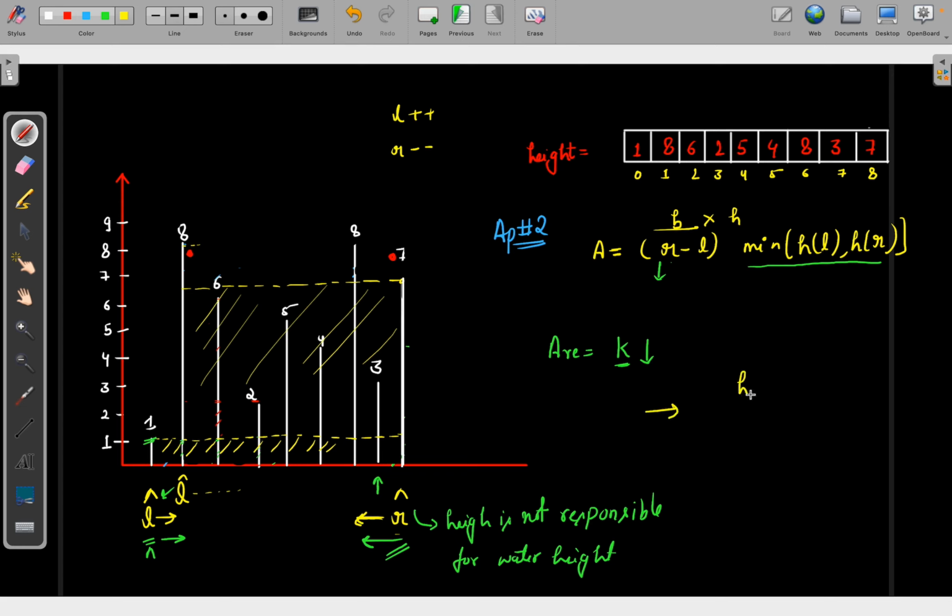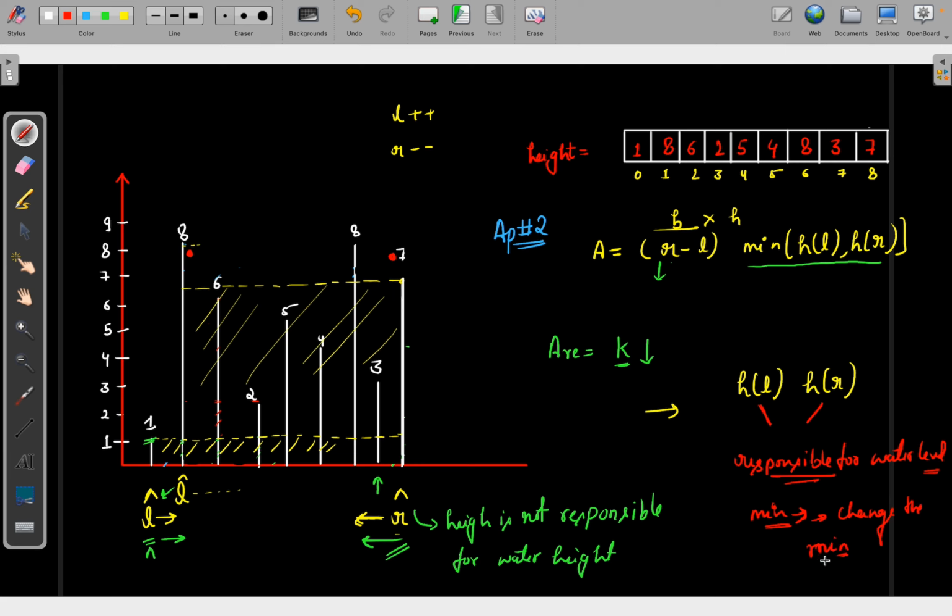So here we have two heights, H of L and H of R. What I am trying to say is, from these two heights, which one is responsible for water level? Because water level will define the whole container. So which one is responsible? The minimum one, minimum of HL and HR. Now if the minimum is responsible for it, what will we do? We will try to change the minimum, and in this manner we will get the maximum height. So let's try to do it.